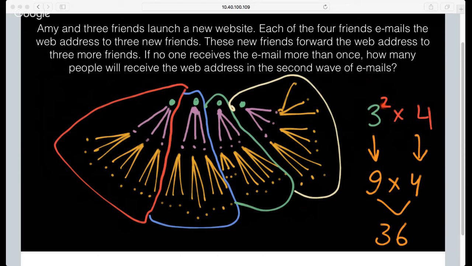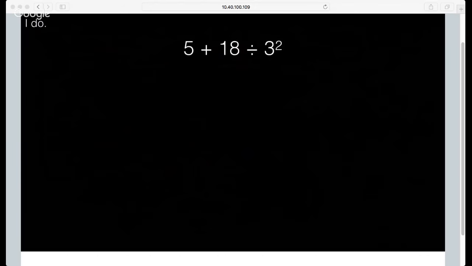So I decided to do Amy. I looked at Amy and I said, okay, there's one wave of 3, and then there's another wave of 3. So that's 3 groups of 3, or 3 squared. And we found 36.